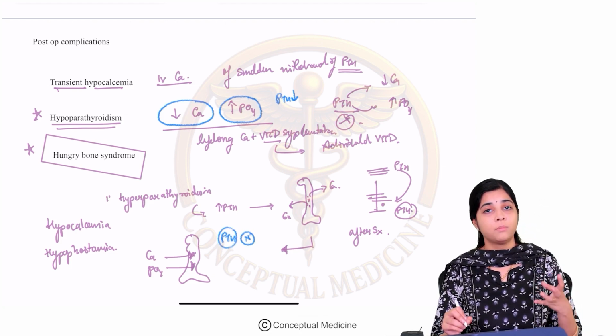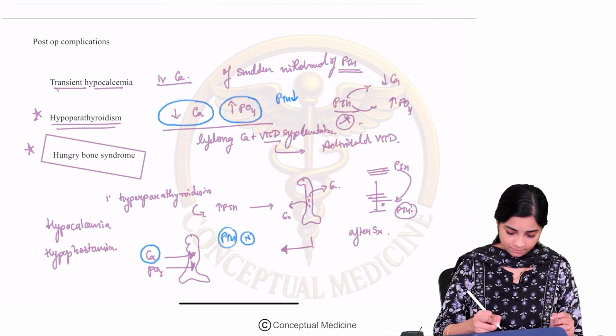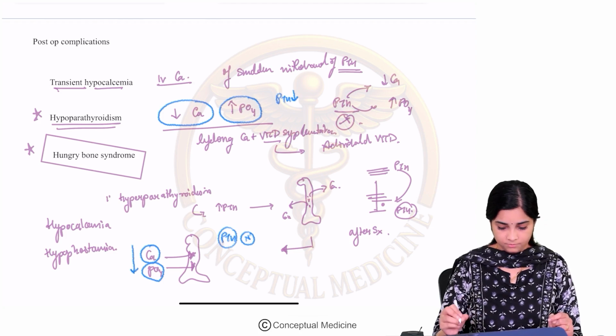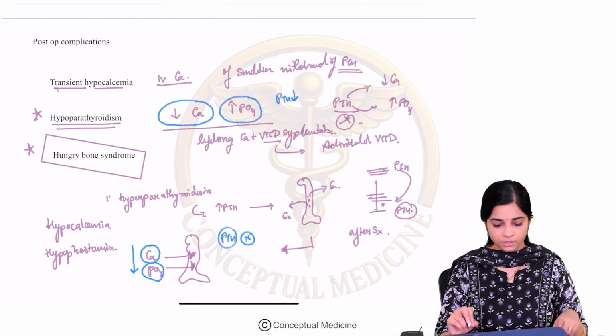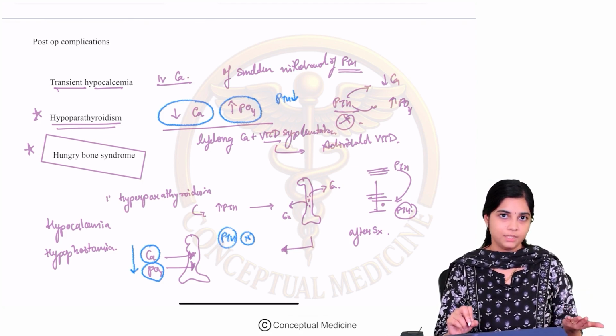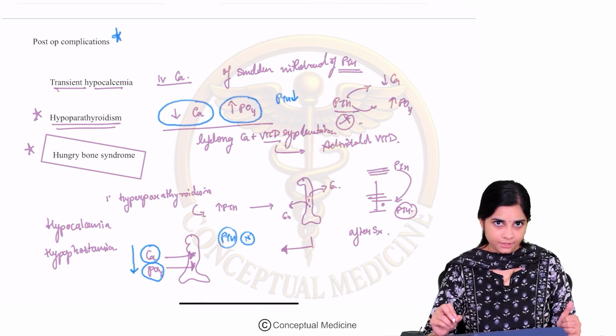It is the problem with the bone's response to this surgery. So here calcium and phosphate are low. This is how you differentiate. In hungry bone syndrome, both calcium and phosphorus are low. In hypoparathyroidism, phosphate will be elevated. Okay, clear? So this is about your post-op complications.